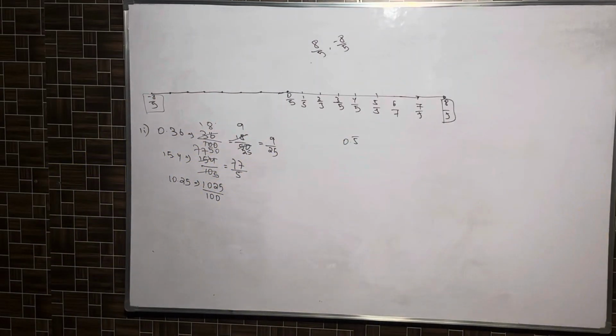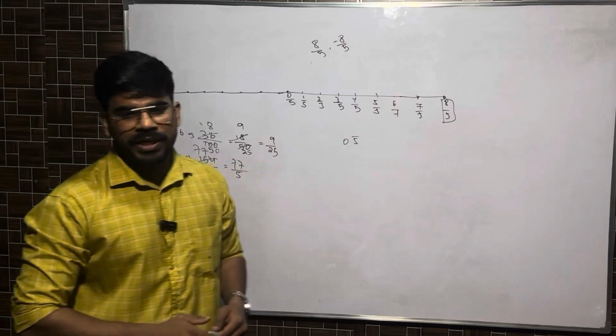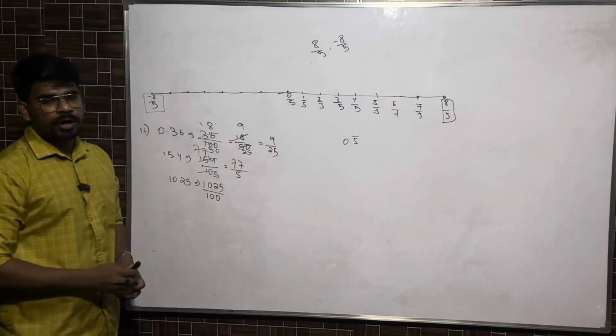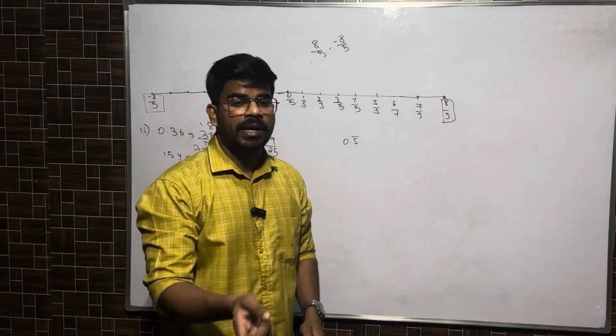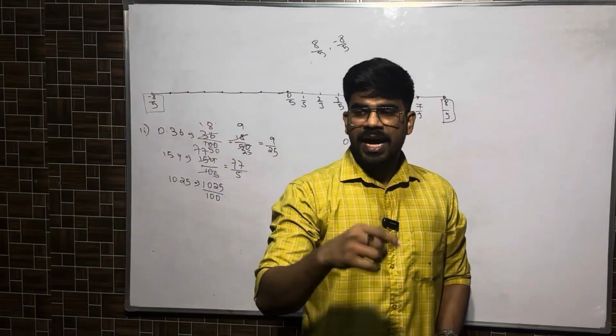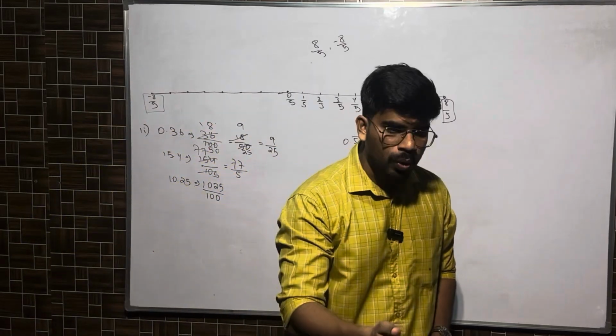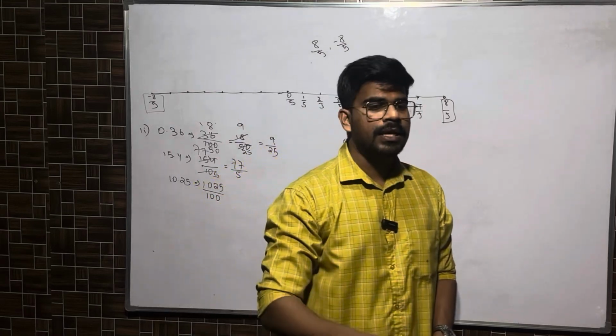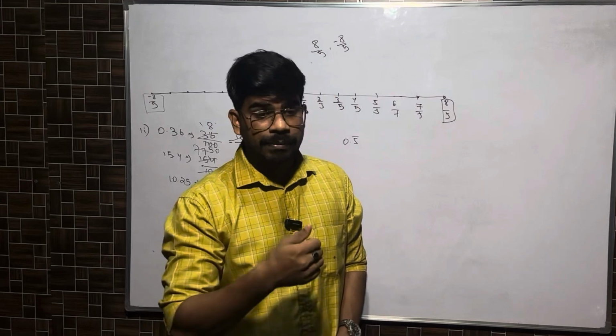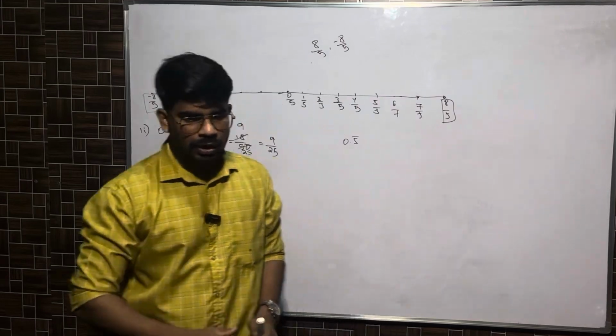On how many numbers the bar is there, that is considered to be its periodicity. 0.5 bar, what is the periodicity? 1. If the periodicity is 1, we have to multiply by 10. If the bar is there on 2 numbers, periodicity is 2, we have to multiply by 100. If the bar is there on 3 numbers, periodicity is 3, we have to multiply by 1000. That logic we have to apply.